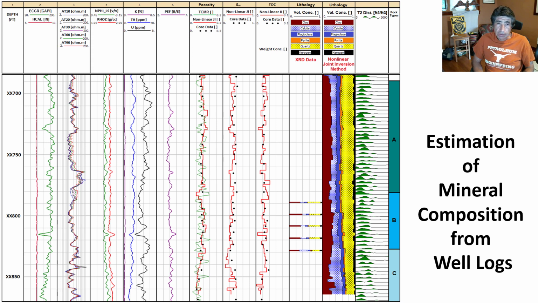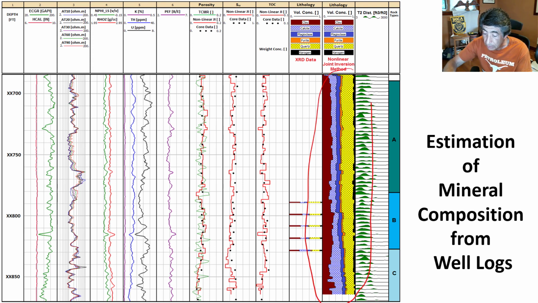Here's another interesting plot where, in addition to showing the estimated solid composition of the rock, in this example, which is a Barnett well, we can have clay minerals. We can have also calcite. We also have quartz and pyrite. All of these are represented here in their proportions. That's what this colorful diagram does.